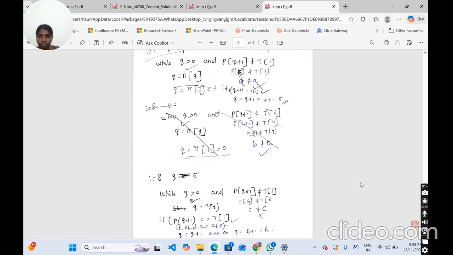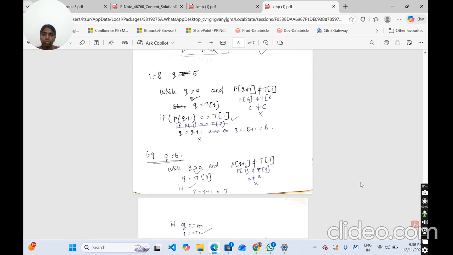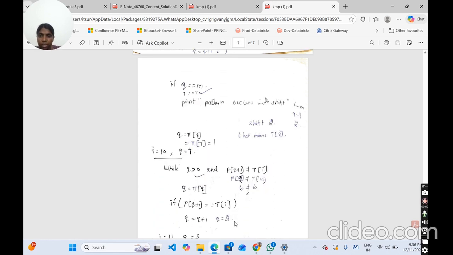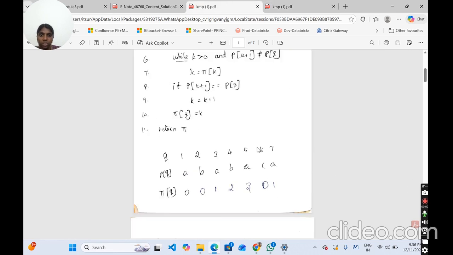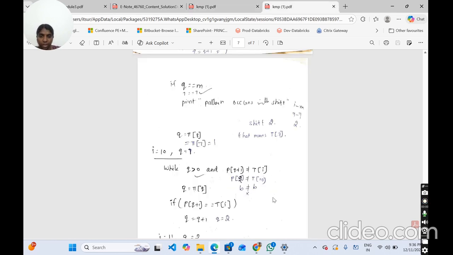And then again it will be matching the pattern and t of q, so q will be increasing. And then here our pattern and the text are not matching, so q won't be increasing. Q will be pi of q. So now the q value is actually pi of 7 equal to 1 in our pi function. If you see, pi of 7 equal to 1, so we are updating that one.